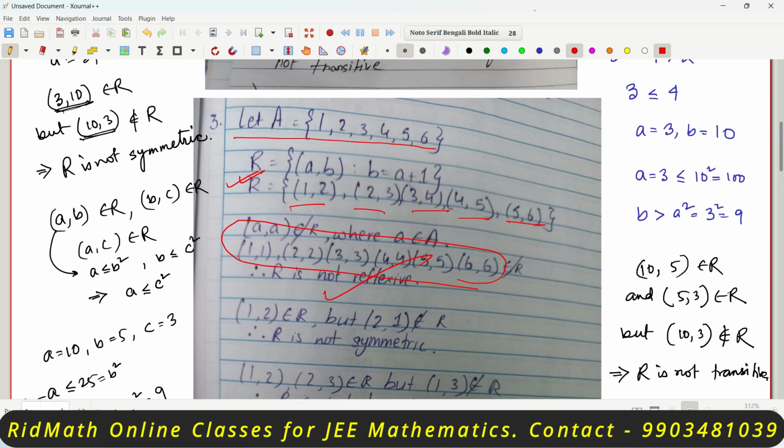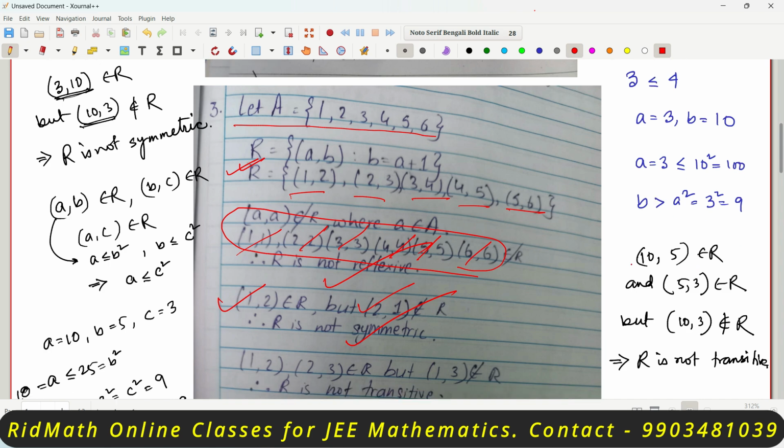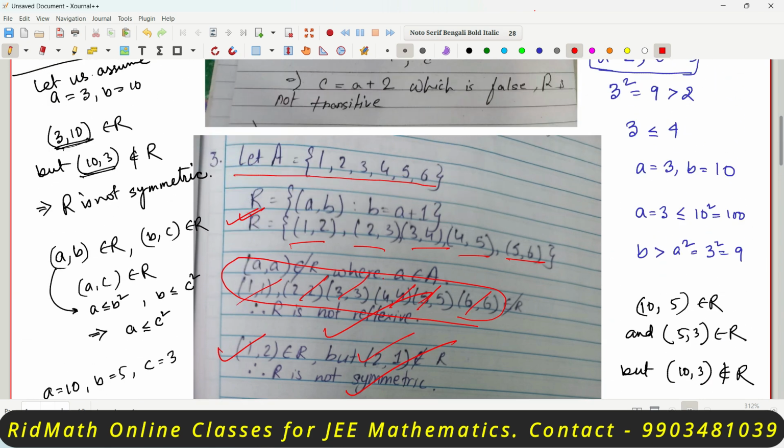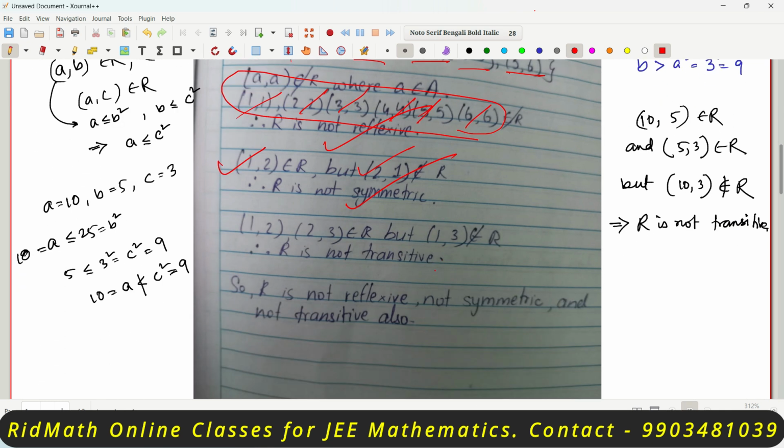For not being reflexive, one element is enough. Any one of these elements not belonging to R is enough to say that R is not reflexive. And 1 comma 2 is in the relation, but 2 comma 1 is not in the relation, so it is also not symmetric. And next, 1 comma 2 and 2 comma 3 are there, but 1 comma 3 is not in R, so it is not transitive.